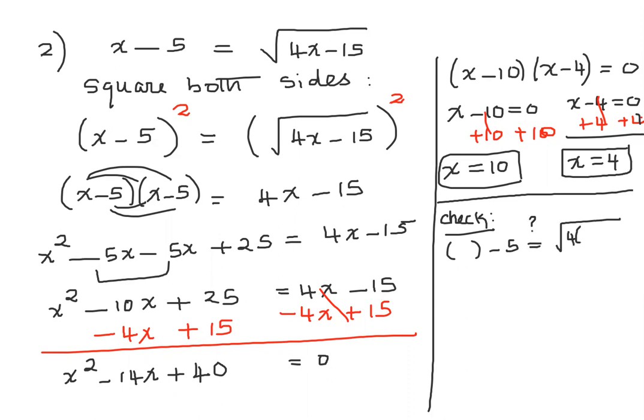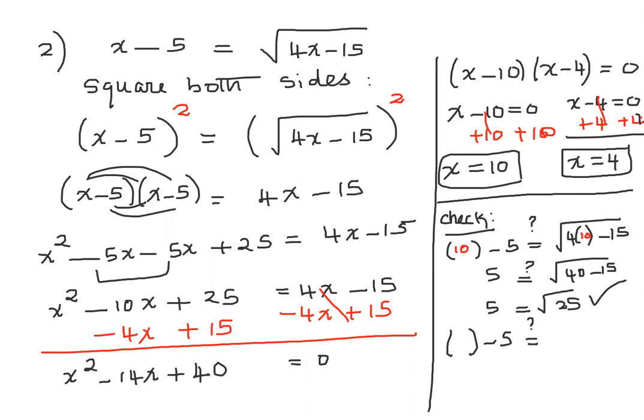So it's going to be square root of 4 times 10 minus 15. So 10 minus 5, this is 5. Is this equal to square root of 40 minus 15? Yes, we get square root of 25 equal to 5. So this one checks. And then for the next one, we are going to put in 4.